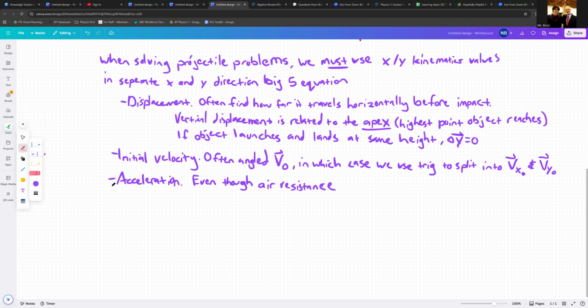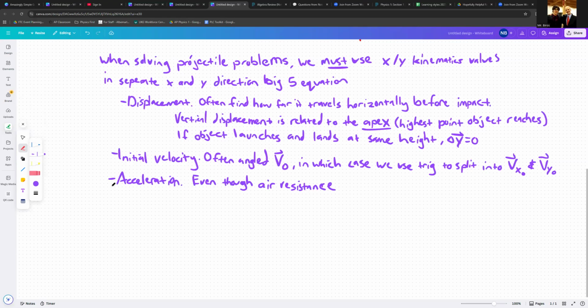So if your object starts moving upwards as you launch it up, it's going to slow down. If your object starts moving to the right, then it's going to slow down, because air resistance, if you launch it up, air resistance pushes down on it. If you launch your object to the right, air resistance pushes to the left. It opposes that direction of motion, which we'll look at in Unit 2 with forces a little bit more.